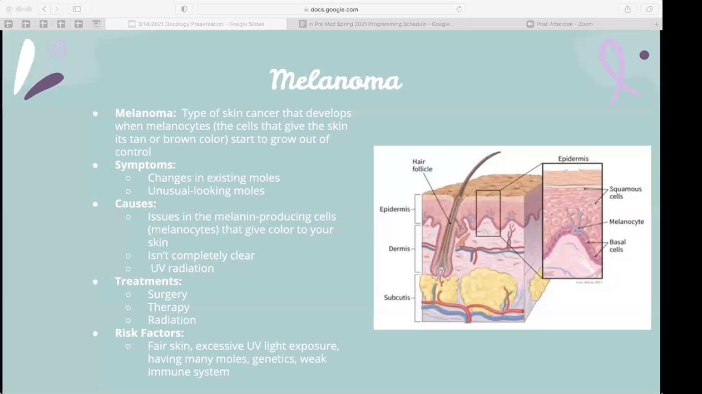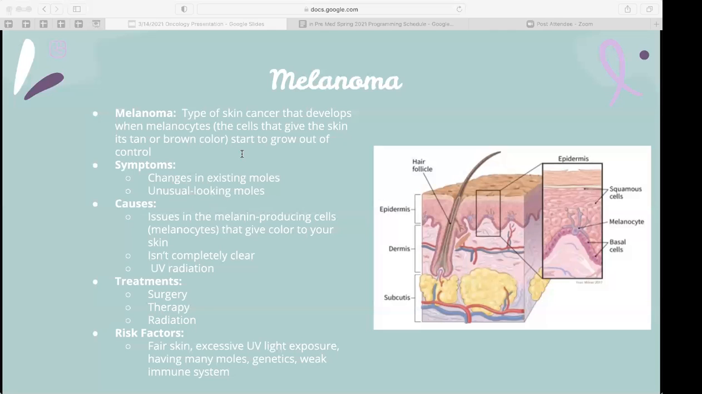Characteristics of unusual moles that may indicate melanoma include asymmetrical shape, irregular border, changes in color, and growing diameter size. Melanoma occurs when something goes wrong in the melanin-producing cells that give color to your skin. Normally, skin cells develop in a controlled and orderly way, where healthy new cells push older cells towards your skin surface, where they die and eventually fall off.